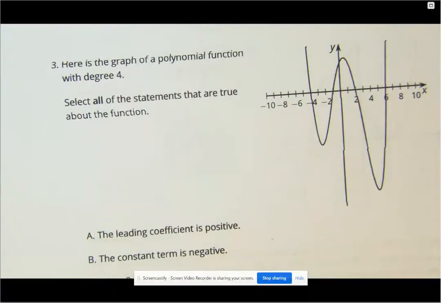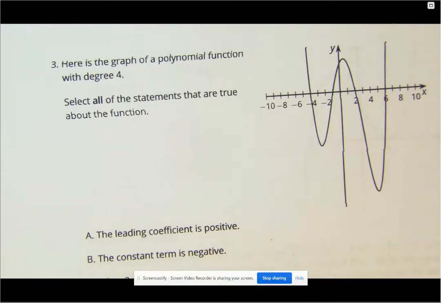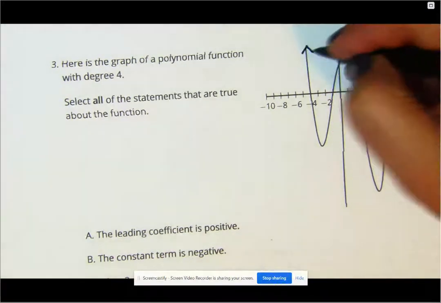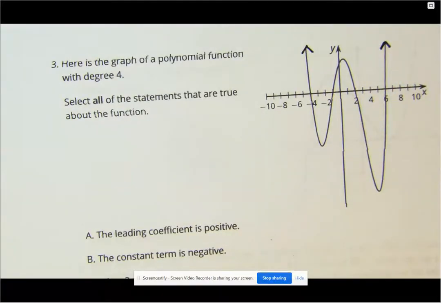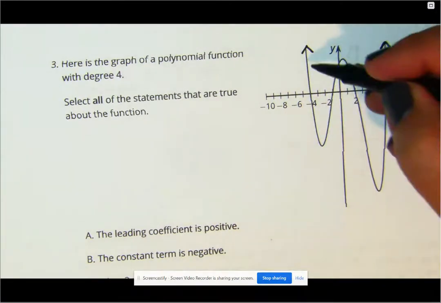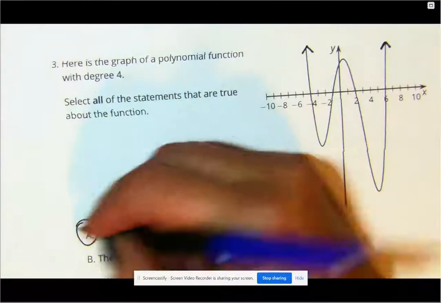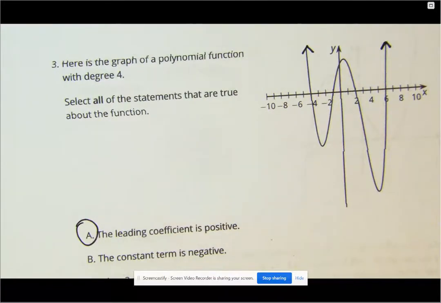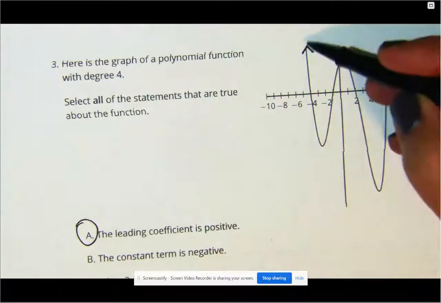Number 3. Here's a graph of a polynomial function with degree 4. Select all statements that are true. Okay, well, it's 4th degree, right? Both ends are going up. So A, the leading coefficient is positive. That would be true. Because if it was negative, then both ends would be going down. Okay, a positive with an even degree, which is 4th degree, both ends are going up.